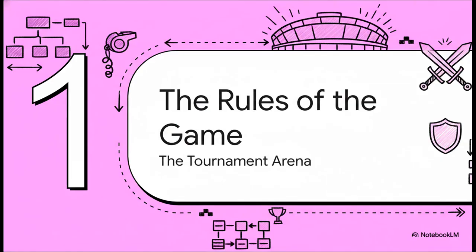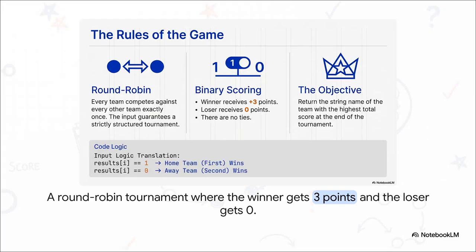All right, let's dive into Section 1, the rules of the game. Before we can even think about a winning strategy, we have to understand the arena we're playing in. So, what are the rules here? The rules are actually pretty straightforward. First, it's a round-robin tournament. That just means every team plays every other team exactly once.